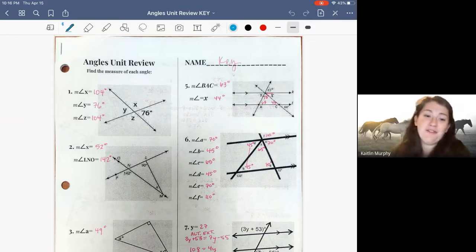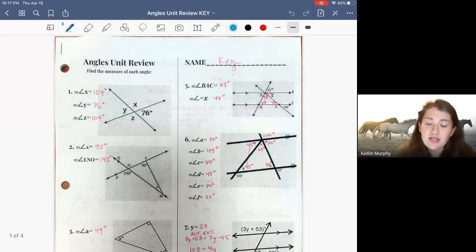But we are gonna go over the answer key to this angles unit review before we take that quiz. So I have my answer key right here. It also should be in the back of the room, so you can check it there. But I just wanted to go over some of the answers here, hopefully cover most of your questions.